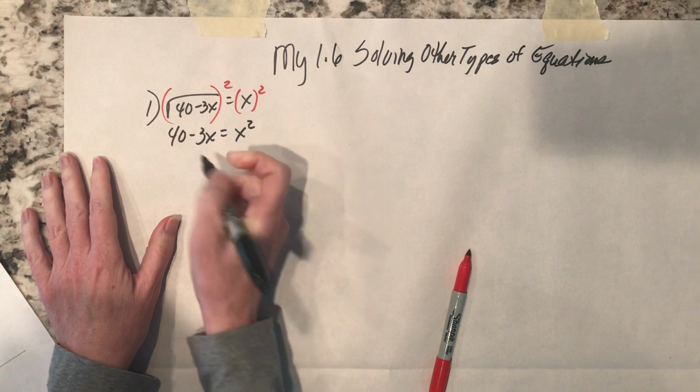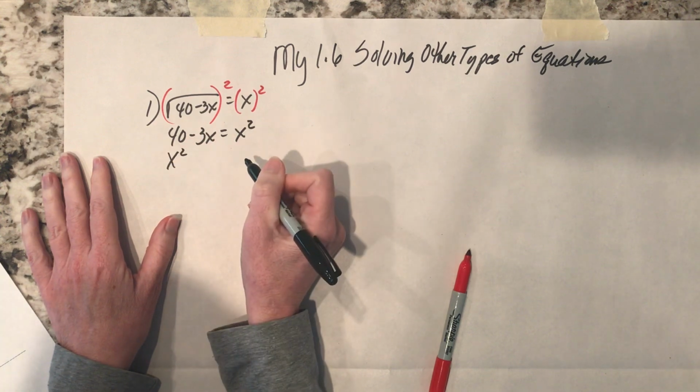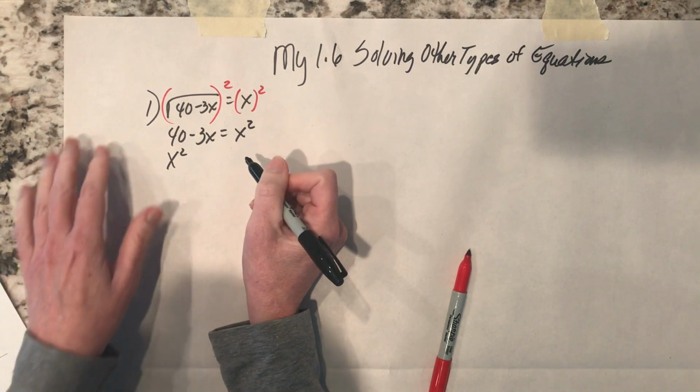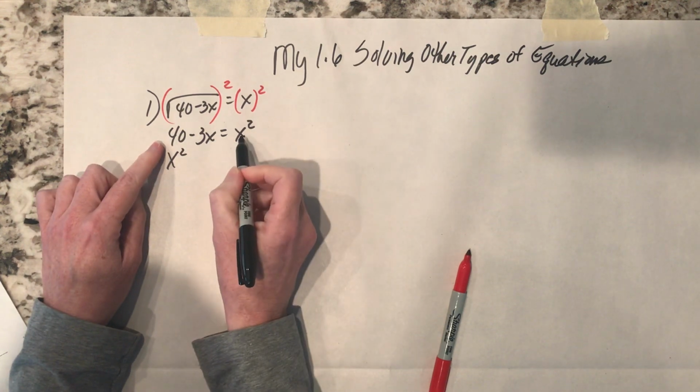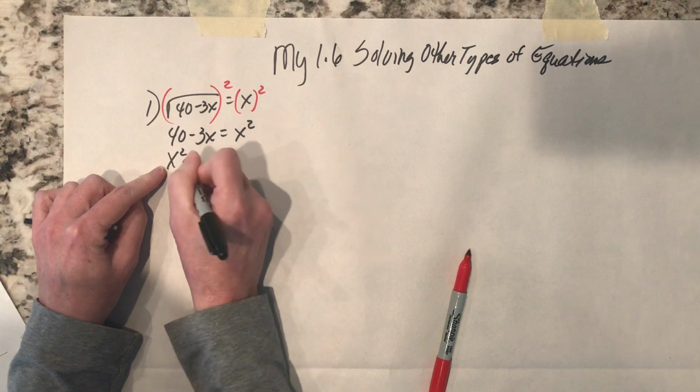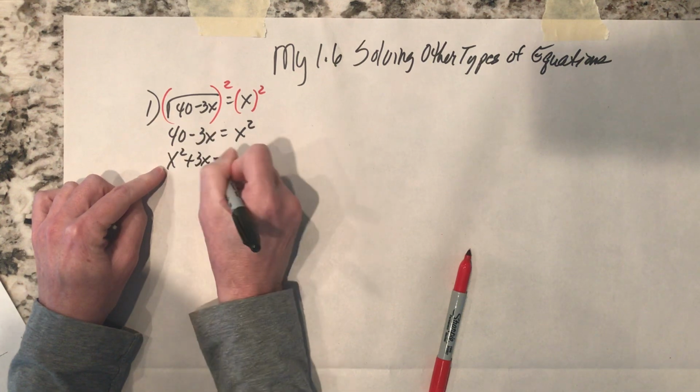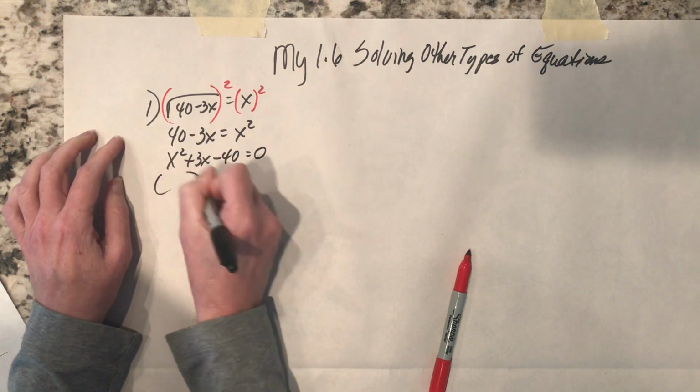We have an x squared equation, so let's get ready to factor. I'm bringing everything over to join the x squared. So the x squared is there. The minus 3x will turn into a plus 3x. The positive 40 will turn into a minus 40.